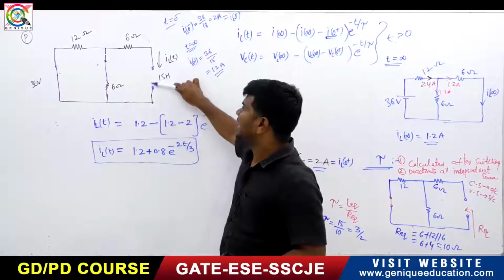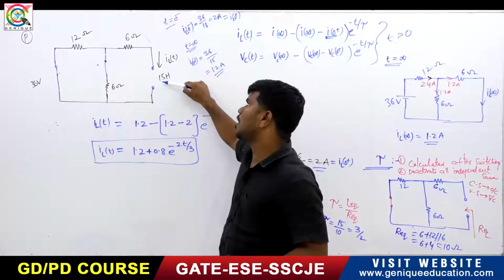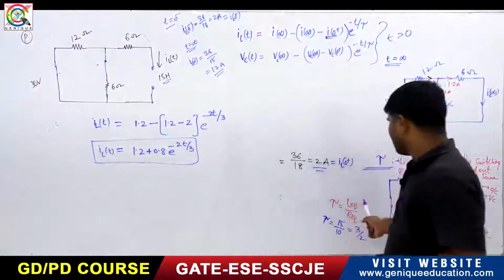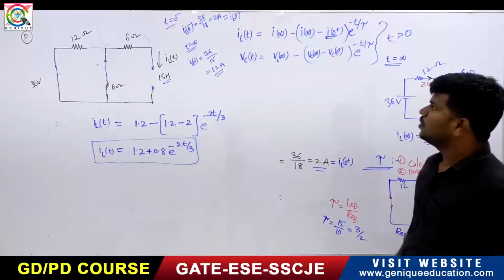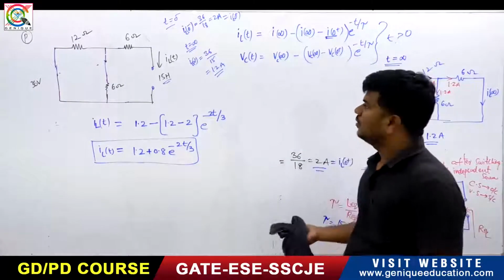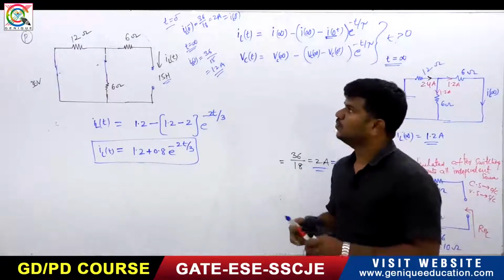Now what is the L equivalent? L equivalent is this one only. How much? It is 15. So tau is equal to L by R. L equivalent divided by R equivalent is equal to 2 by 3. So we can directly write the equation. So like this you can solve.